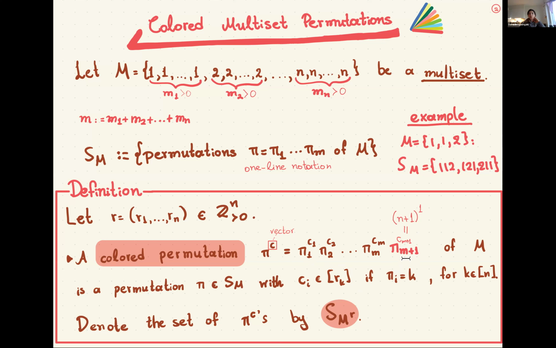And at the end, this is just a technicality for the statistics to work out. We're going to attach one more term at the end of the permutation. So I'm going to attach pi_{m+1}, sorry, will be n+1, which is a number that was not used so far, with the coloring 1, the smallest possible coloring. So that's just something to add at the end. And we'll denote this whole set by S_m^r.